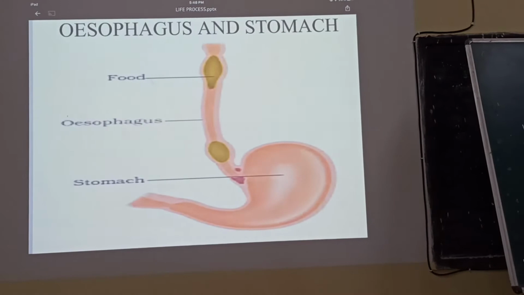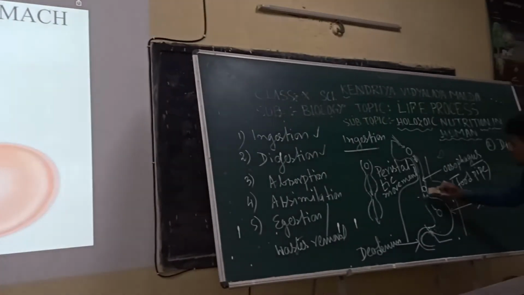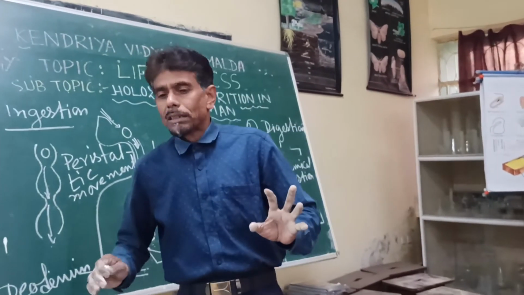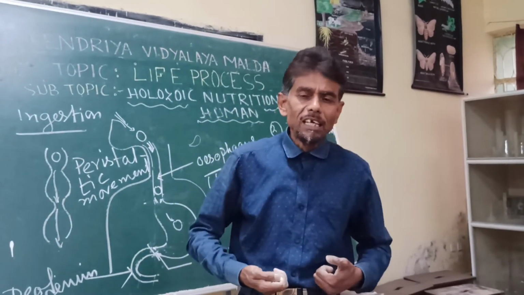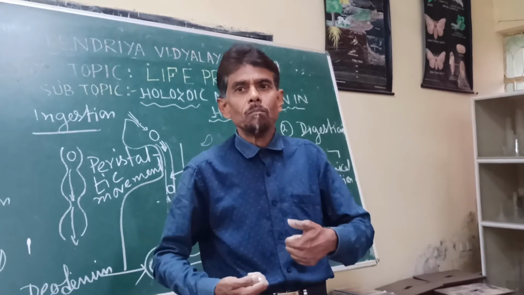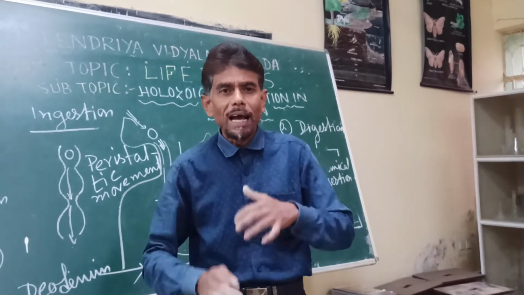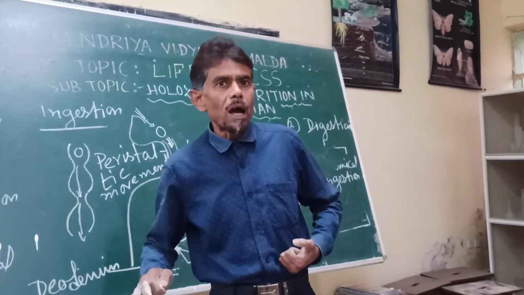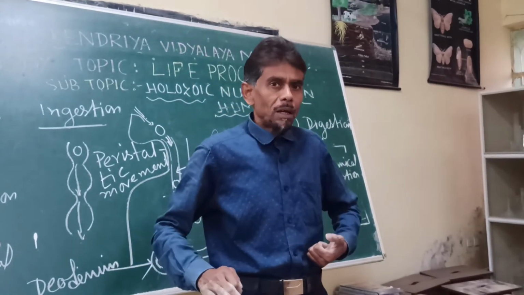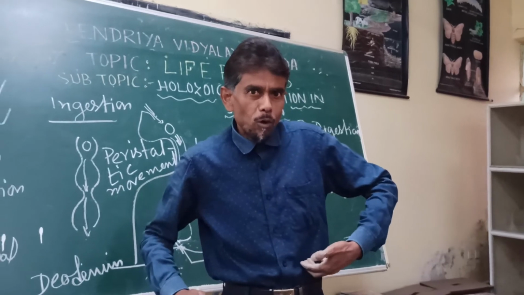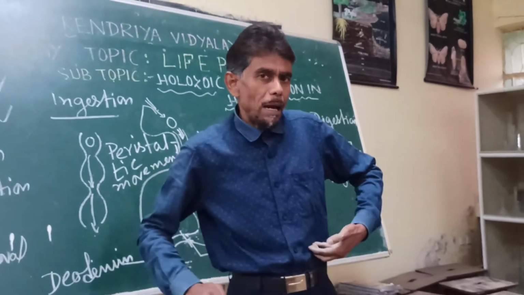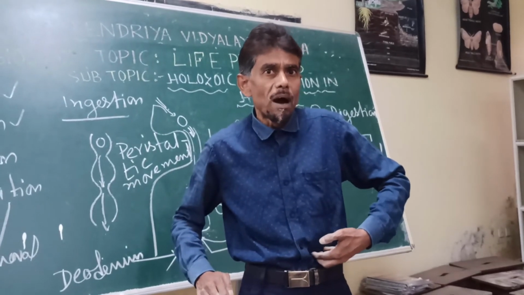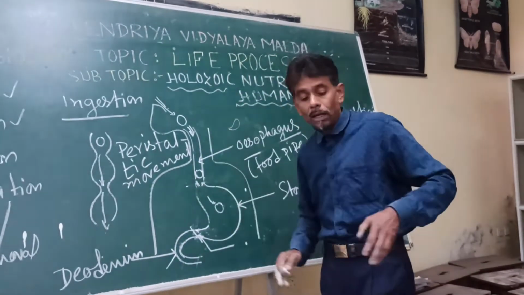Now, if I rub this part, one thing should be very clear. Sometimes you are confused about where the stomach is, whether right side, left side, lower abdomen, upper abdomen. I tell you very clearly: if you touch your upper abdomen on the left side, if I put my finger onto my left upper abdomen, this is the part of the stomach, the bag-like structure.